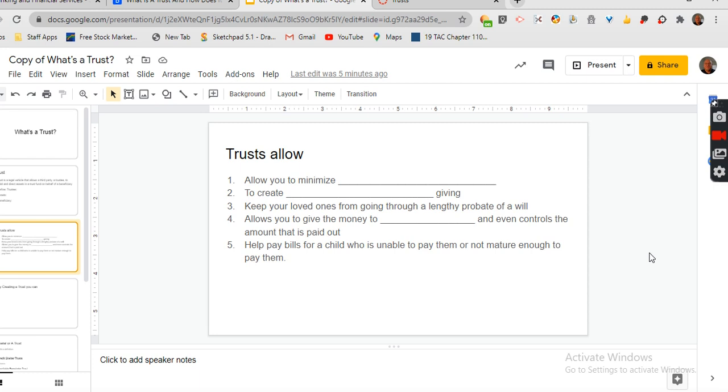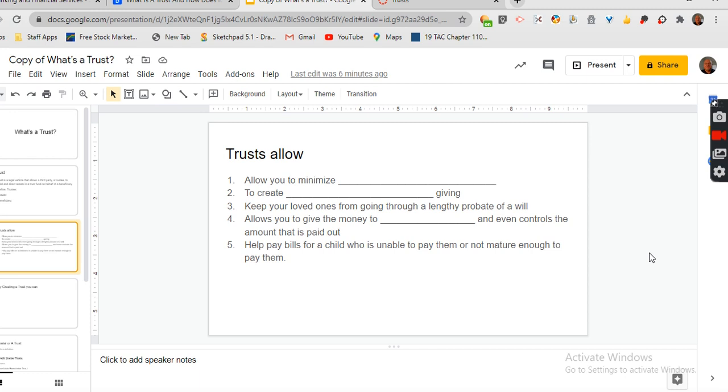Now, number 3, it keeps your loved ones from going through a lengthy probate of a will. Probate means that once you read a will, it has to go through the legal system, so anybody who objects to that will has their opportunity to object. If the trust is already set up, we don't have to go through the legal system. It's already done, and so they don't have to do that.